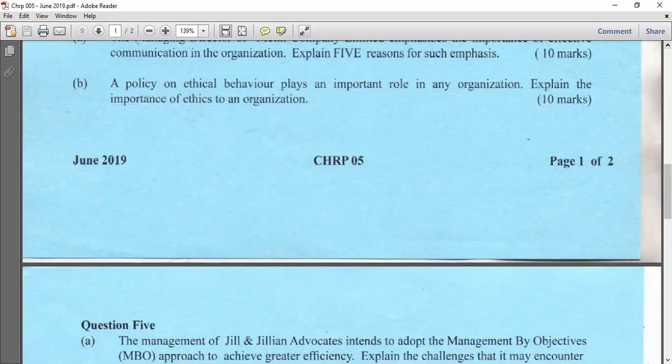You want also to look at the corporate image. An organization that has an ethical approach to how it does things, the image of the company in its industry goes up. There's a positive image of the company with other players in the industry, and that is to the benefit of the company.